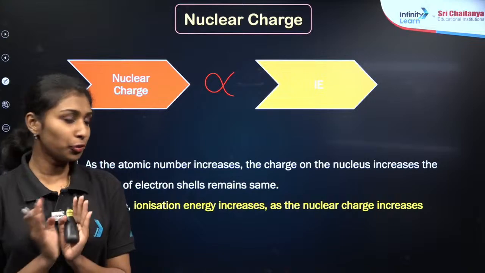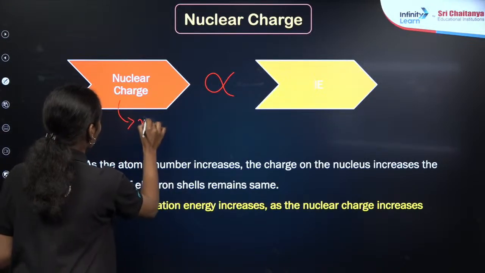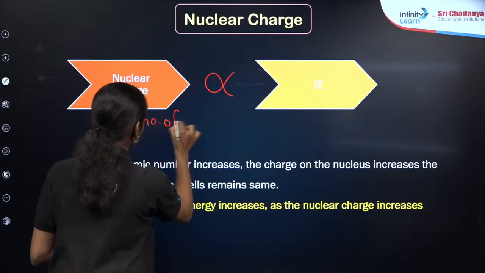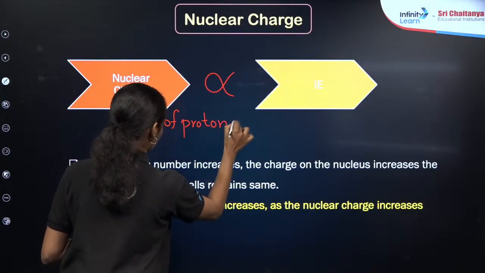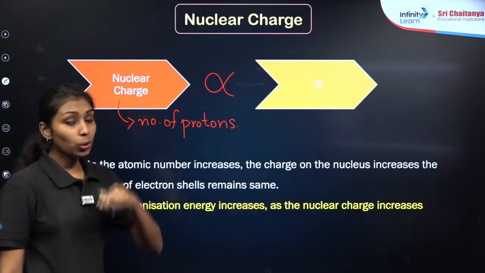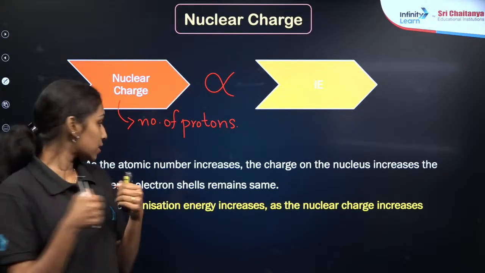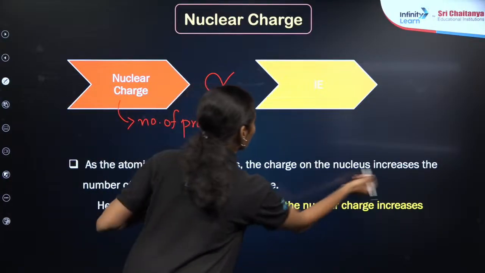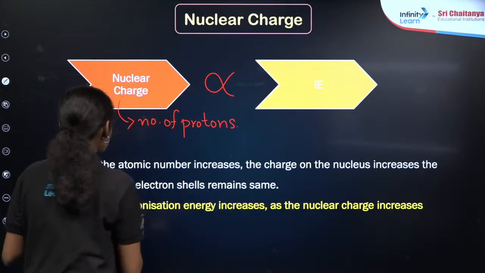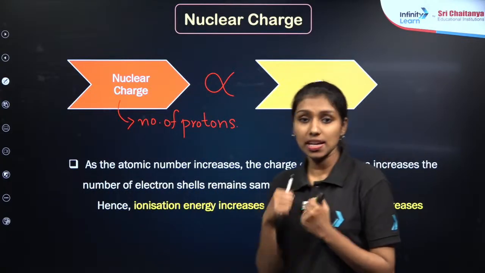Simply, it will be the charge of the nucleus, which means the number of protons. As the nuclear charge or the number of protons increases, there will be a strong attraction. As the atomic number increases, the charge on the nucleus increases, which means ionization energy increases as the nuclear charge increases. Clear?